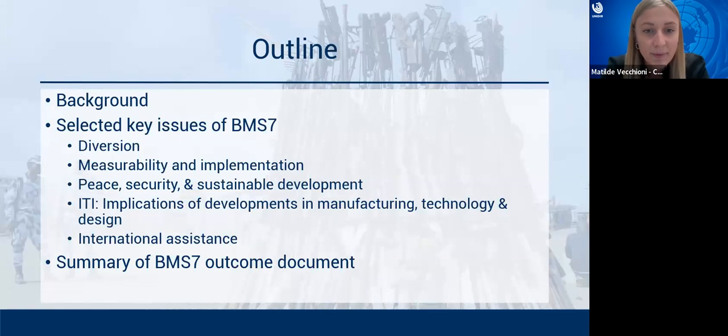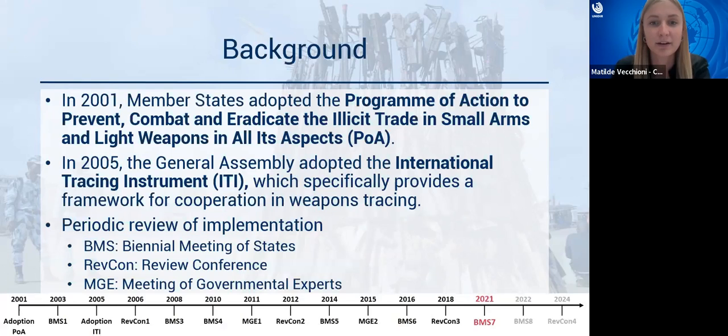As Dr. Fung kindly anticipated, these are some of the key issues that I will be covering today, namely diversion, measurability and implementation, peace, security and sustainable development, ITI, namely the implications of key developments in manufacturing, technology, and design, and finally, the key issue of international assistance and cooperation. Finally, I will conclude by providing a brief summary of the BMS 7 outcome document. Of course, we will not have time today to cover all the key emerging challenges that are very relevant to international cooperation, such as 3D printing, illicit conversion of replicas, or illicit online trade. But I hope that this will be a good overview to start off today's conversation.